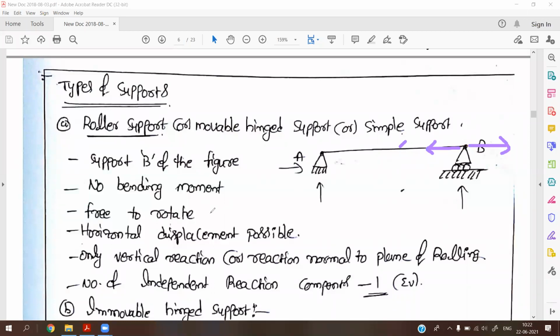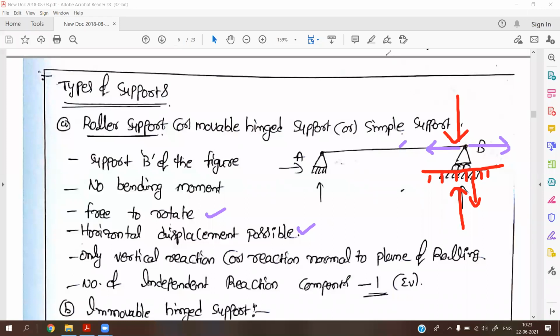So horizontal displacement is possible, because in this direction or in this direction the roller support may move, therefore it offers only the vertical reaction. For example, if we provide any point load or any UDL, it does not move in this direction, because it has a rigid support below this roller support. Therefore a roller support can offer only the vertical reaction.